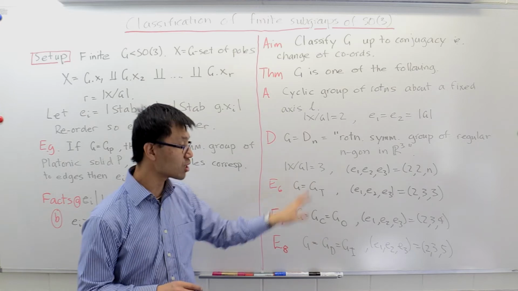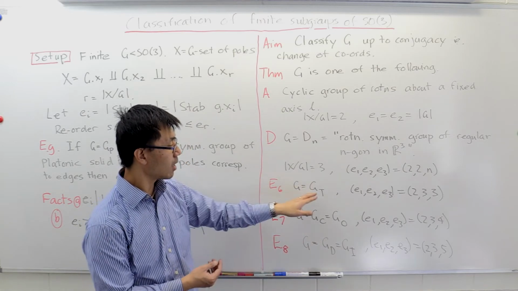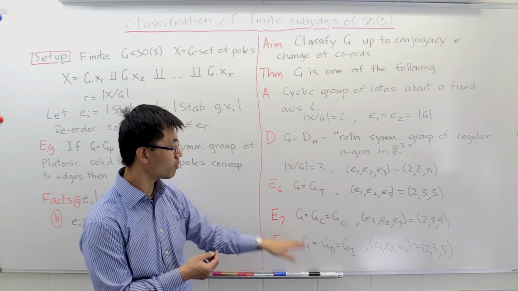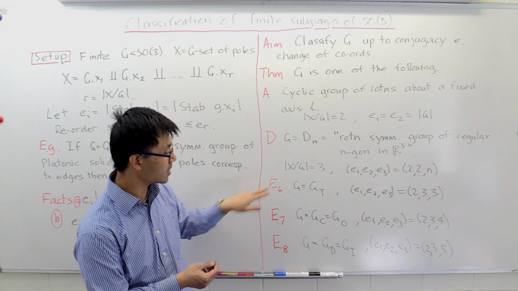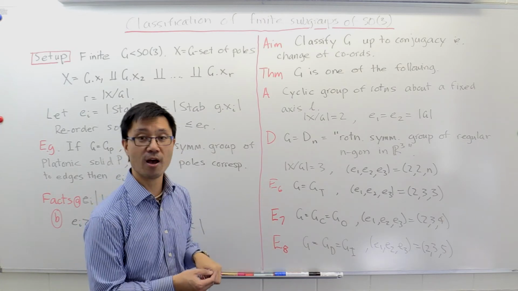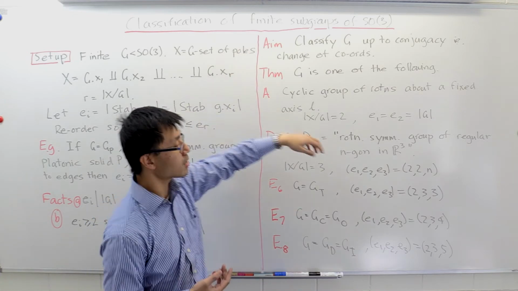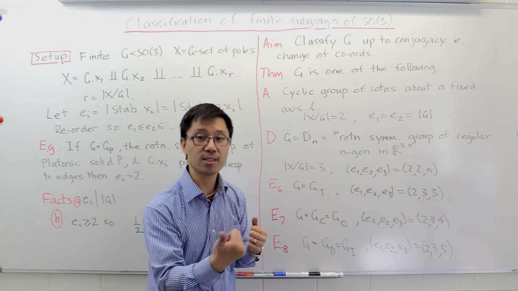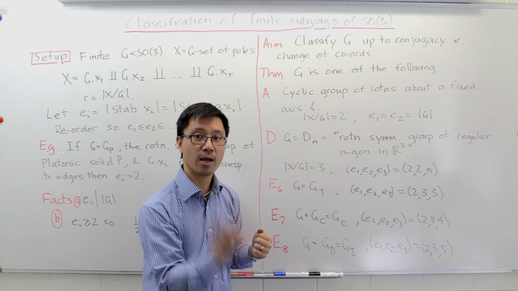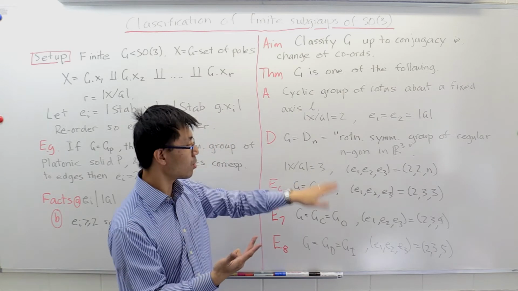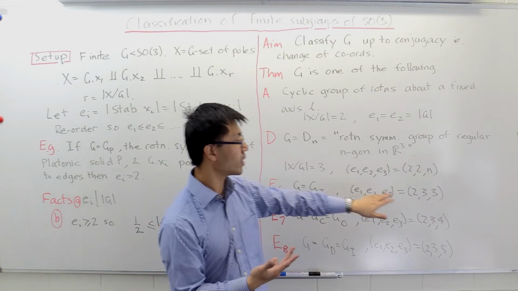Let's have a little bit of a closer look at these three rotational symmetry groups of Platonic solids. We call them E6, E7, E8. They're the types that you have. Now remember, the number of orbits that you have in this G set of poles is 3. They correspond to the faces, the edges, and the vertices. So you'll get e1, e2, and e3.